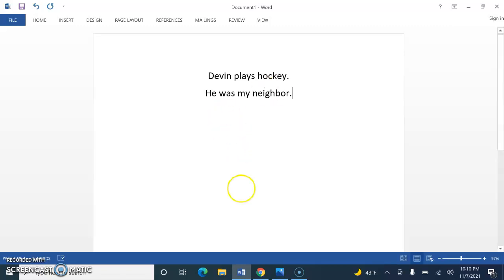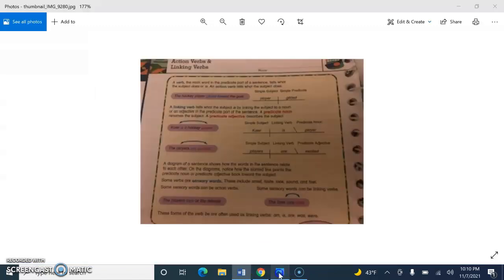So I'm going to flip over to this page, which is what you should be looking at the top. And let's just go over the yellow section together. It says a verb is the main word in the predicate part of a sentence, and it tells what the subject does or is. An action verb tells what the subject does.